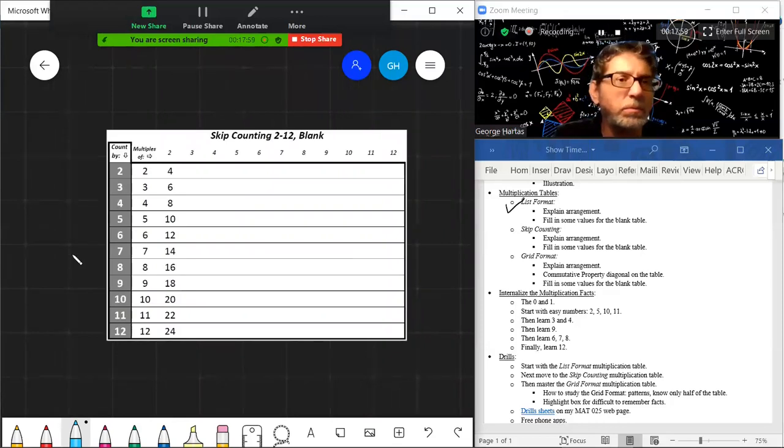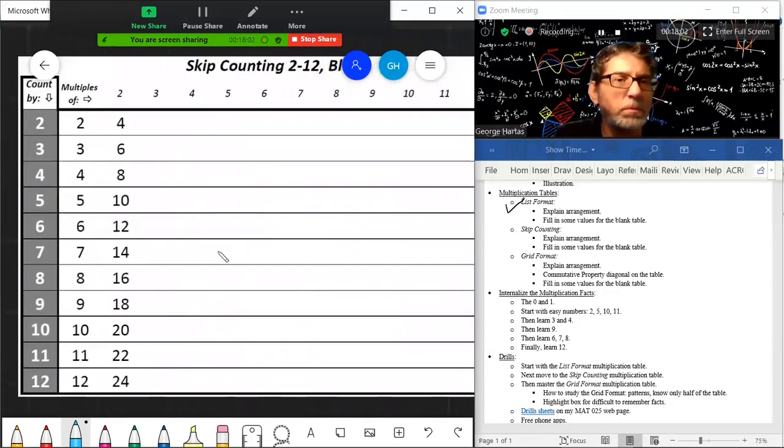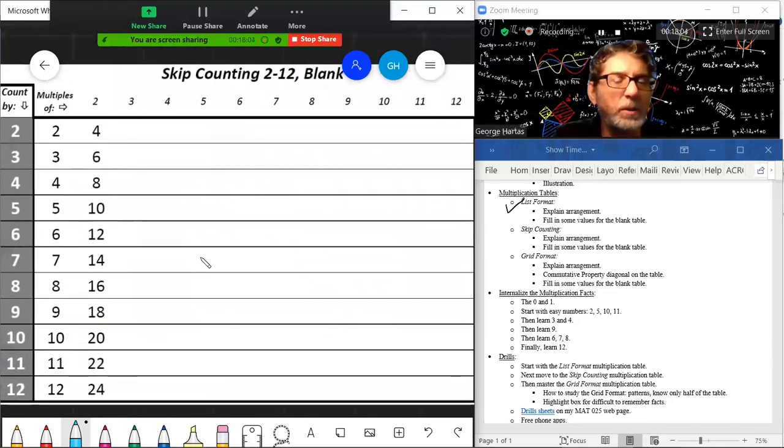So let's try one and see what happens. Okay, let's try the number 4. We're going to count by 4. Now the first multiple is given. The second multiple is given so you can see the pattern, right? So you know what to do.